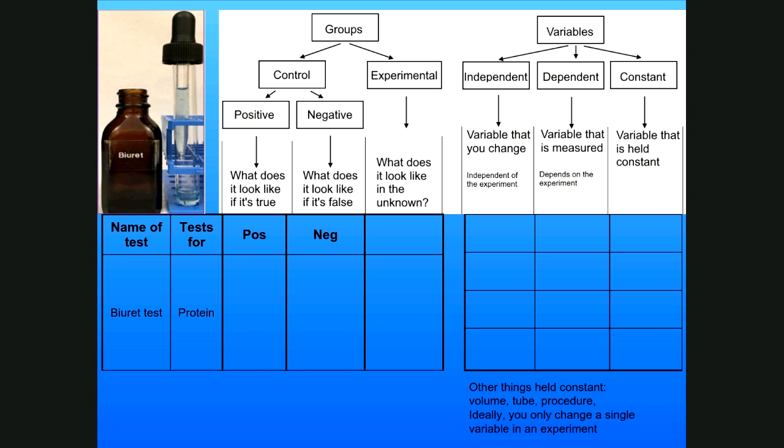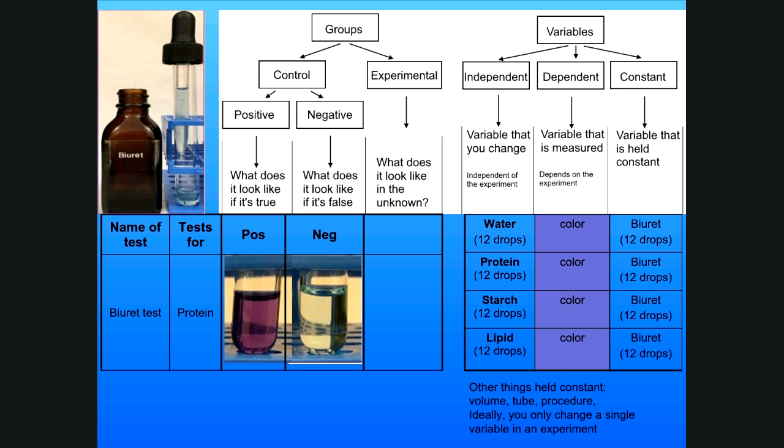So if we're going to try to combine those two things together, let's think about, for example, the burette test, which is the test for protein. What's the positive supposed to look like? What's the negative supposed to look like? And how do we set up this experiment? What are the variables that are independent? What are the variables that are dependent? If you set this up, the positive is a purple color. The negative is just clear or light blue, which is what the reaction was to start with.